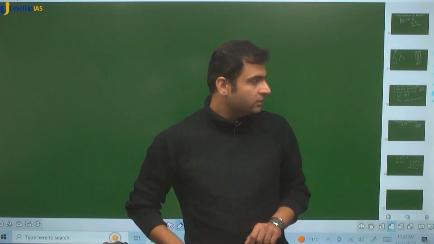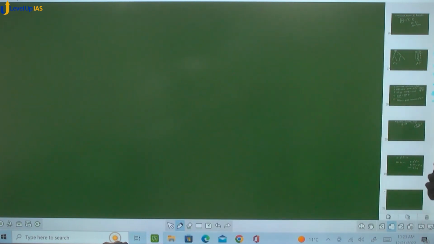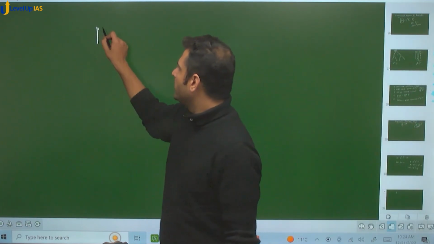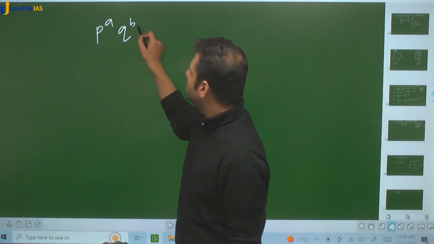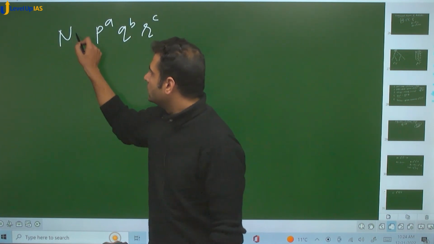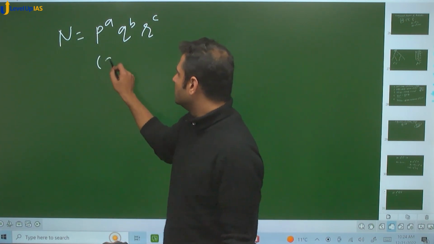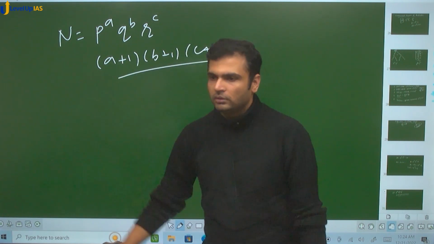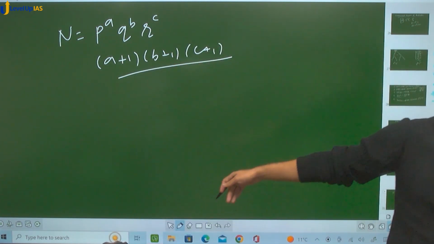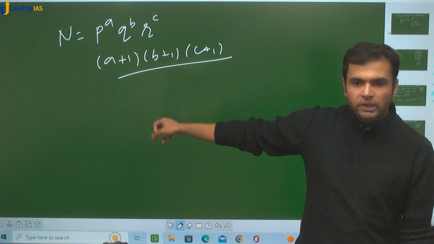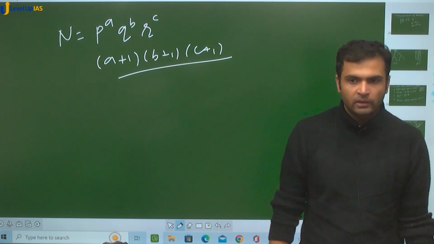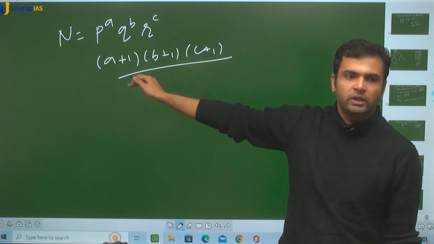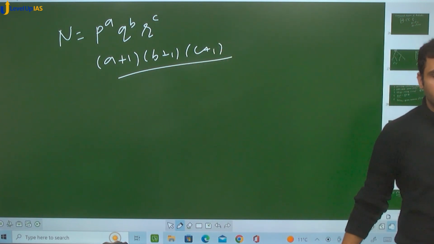Okay, the next one, read the note: number of factors for any number with prime factorization p raised to a, q raised to b, r raised to c. The number of factors it will have is (a plus 1)(b plus 1)(c plus 1). For now just note it as a fact. You will be able to appreciate it fully when we study permutation and combination. It is nothing but counting. There you will be able to fully appreciate it, it will become obvious for you. For now just keep it as a fact.